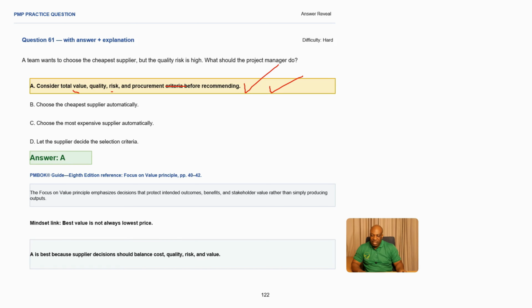So what is our reference here? In the PM book, we are referencing the focus on value principle. What does it say? It emphasizes decisions that should protect intended outcomes, benefits, and also stakeholders. Then the best mindset here is the best value is not always the lowest price. Sometimes you might have something very expensive but low value, something very cheap but high value. So A is the best answer, because supply decisions should balance costs, quality, risk, and also value, making A the best answer.